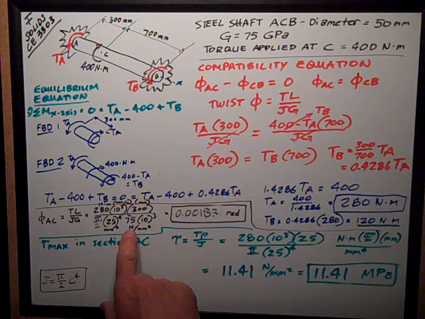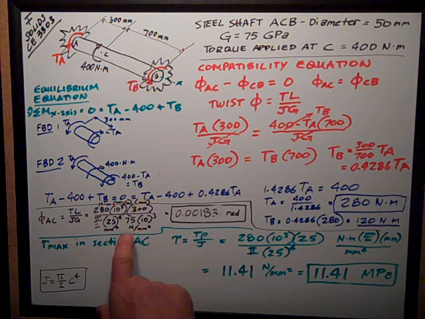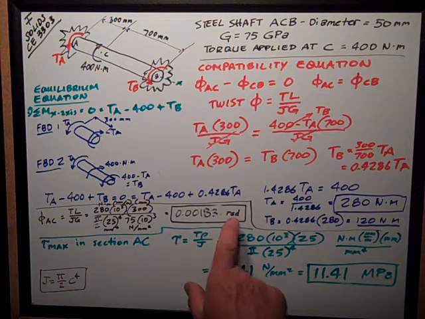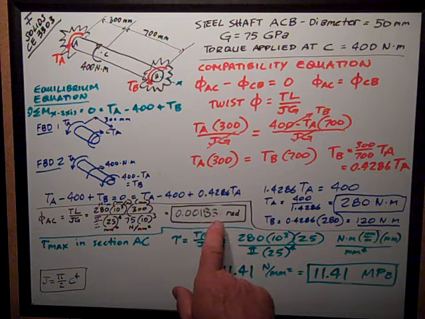And the shear modulus is 75 gigapascals, which is 75,000 megapascals. A megapascal is a Newton per millimeter squared. So I get my units: Newton millimeters squared divided by Newton millimeters squared. So this is dimensionless radians. The number is 0.00183 radians.